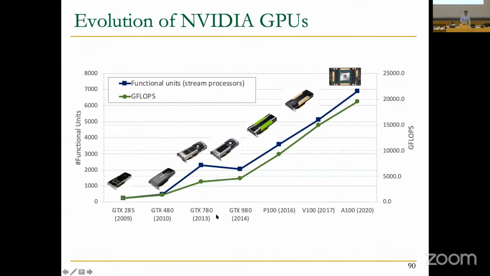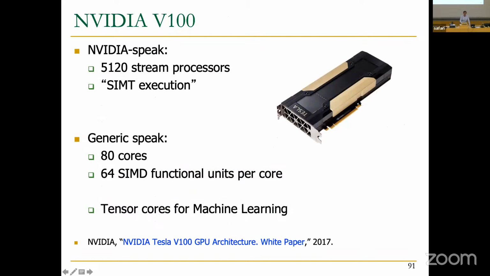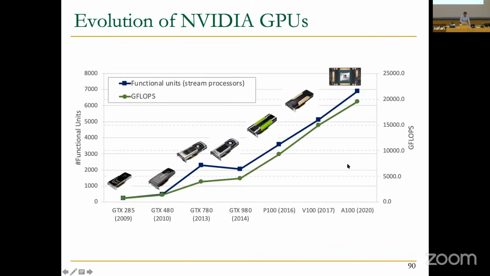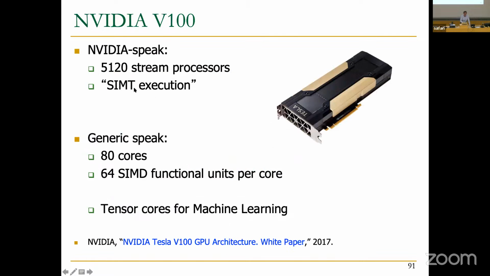So evolution has actually, this is what we've seen in 2009, GTX 285. And this is the number of functional units. And this is the gigaflops. I'm going to change the slide later on. Essentially, it's been increasing. You can see that people have been adding beefier and beefier GPUs. So this is the V100. They increased the stream processors to 5,120. Essentially 80 cores and 64 SIMD functional units per core. Each core is more powerful in terms of SIMD, and you have more cores.